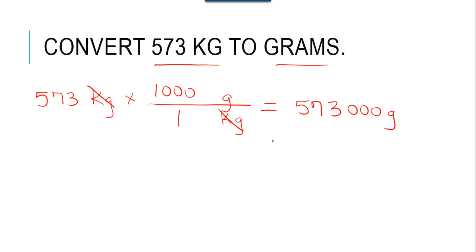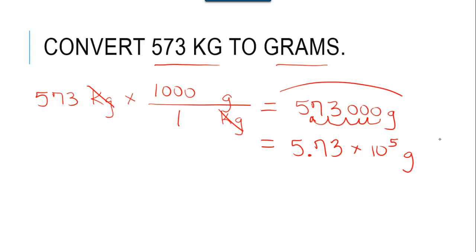Now that is one way to record the answer. If you want to use scientific notation, you're welcome to do that. It would be 5.73 times 10, and we've moved the decimal 1, 2, 3, 4, 5 places. So times 10 to the 5th grams. Either one of those answers is acceptable. So again, notice the pattern. Write down the given. That unit cancels on the bottom, and what you're looking for goes on top. I hope this is getting easier. It definitely takes a lot of practice.